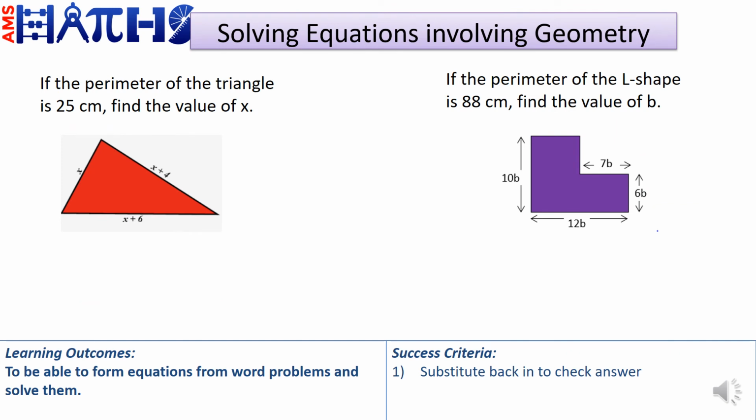Alright, we're going to look at solving equations involving the perimeter of shapes, which is still underneath geometry. So for the first question, we have a triangle. It says if the perimeter of the triangle is 25 centimeters, find the value of x. So we need an equation, so we'll start with that. Perimeter is to add all the sides, so we'll start with x plus 4 plus x plus 6. Those are the three sides. And when we add them, it says the perimeter is 25, so that means it's equal to 25.